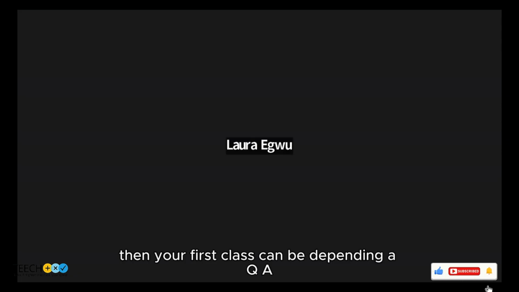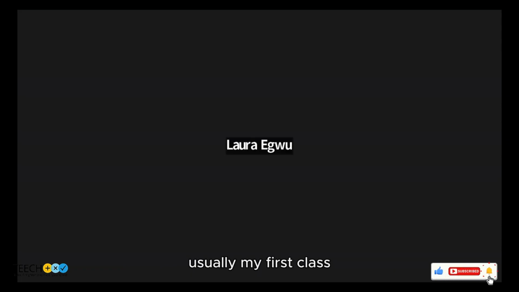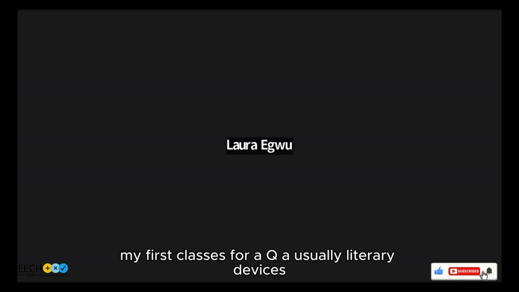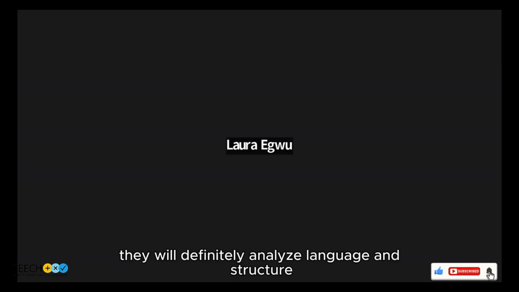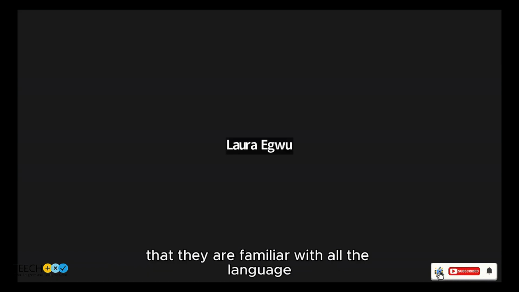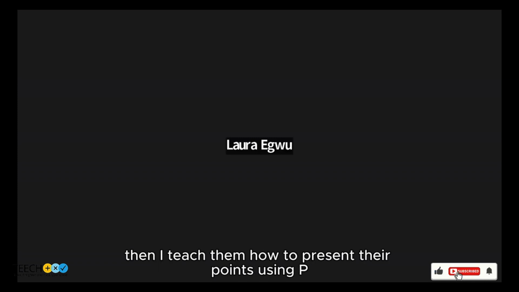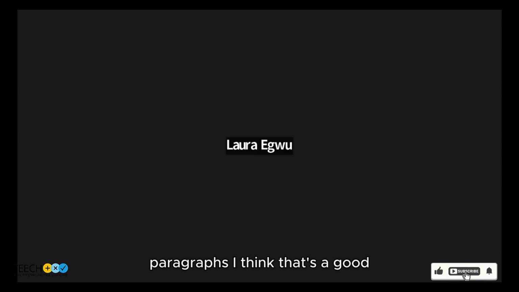Then your first class can be, depending, AQA. Usually my first class is for AQA. It's usually literary devices, language devices, and structural devices. I pair that with writing PEEL paragraphs, right? These two things are usually my starting points, because they will definitely see these things in their exam. They will definitely analyze language and structure. So I make sure that they are familiar with all the language devices and structural devices. Then I teach them how to present their points using PEEL paragraphs. I think that's as good as any place to start.